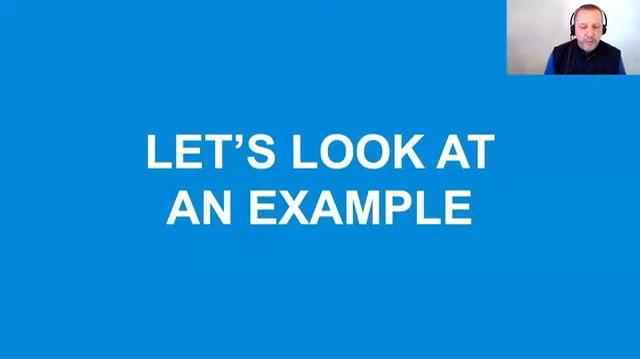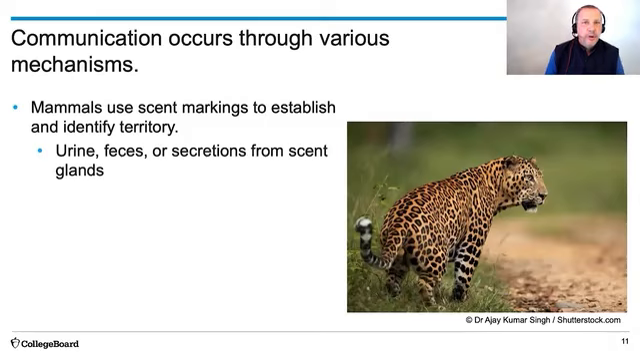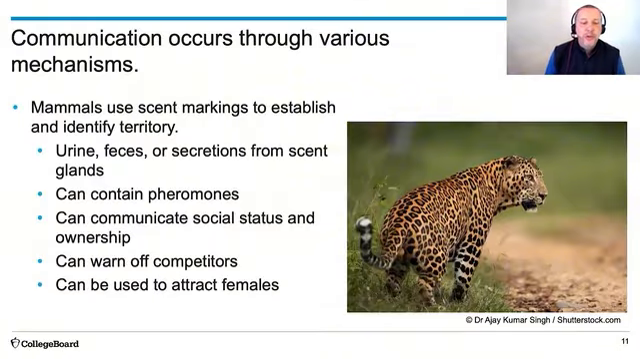Let's look at another example. This is an example to illustrate the concept of communication that occurs through various mechanisms. Mammals use scent markings to establish and identify territory. They use urine, feces, or secretions from scent glands. They can contain pheromones. They can communicate social status and ownership. They can warn off competitors, or they can be used to attract females.